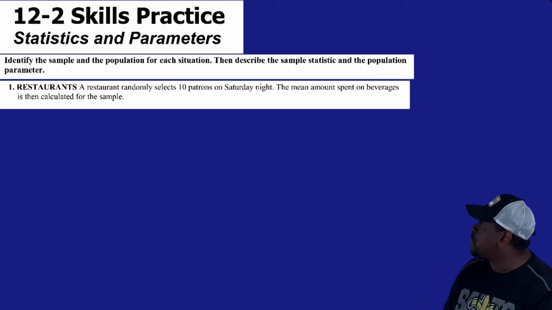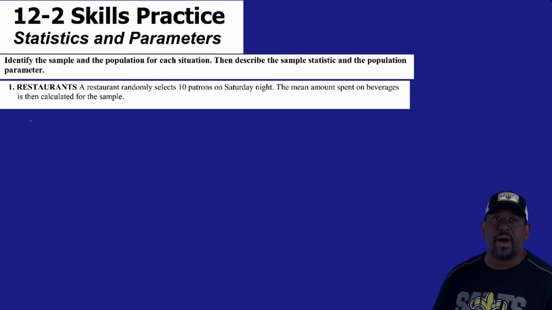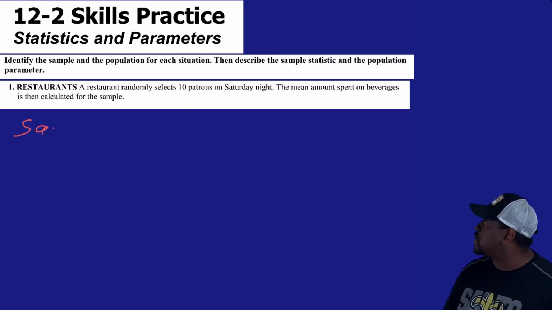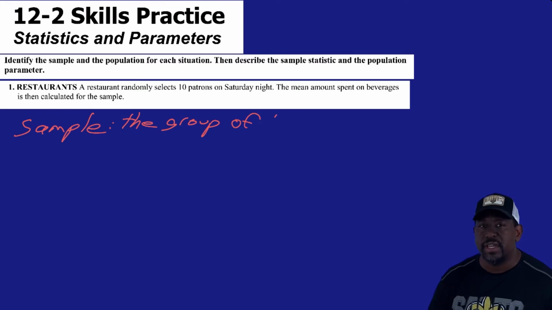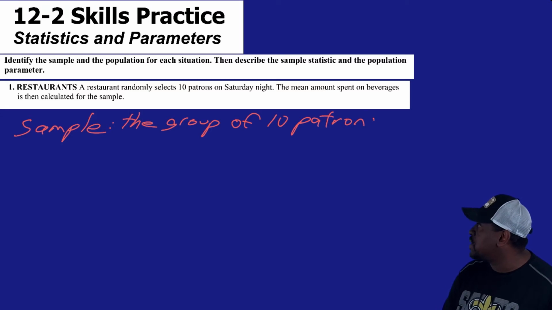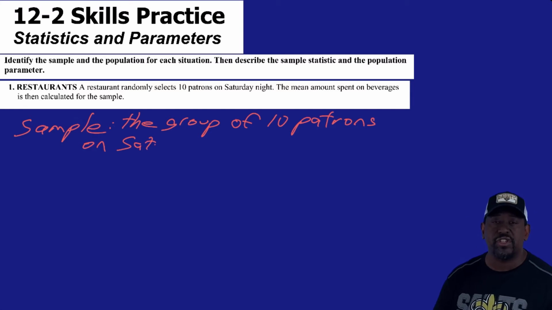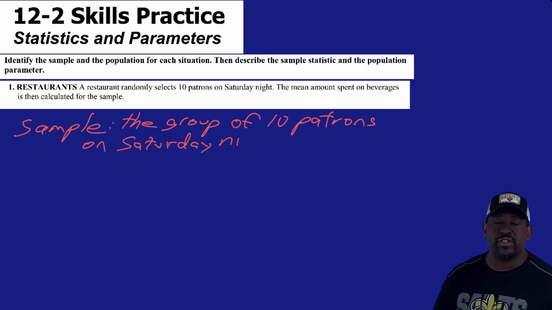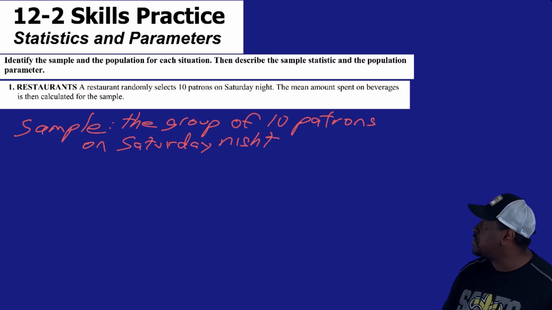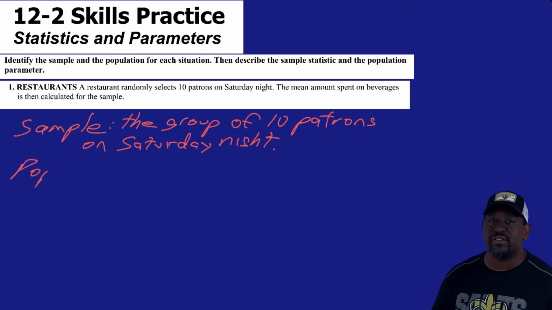So in this first example, we're identifying the sample and population for each situation. Then we're going to describe the sample statistic and the population parameter. Again, all these items are found in your textbook. You want to define them and have an understanding of what each of these means. So in this problem, the sample is the group of 10 patrons that are going to the restaurant on Saturday. And the NOLA Mathman writes this as a group of 10 patrons on Saturday night.